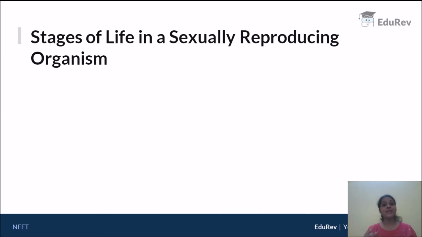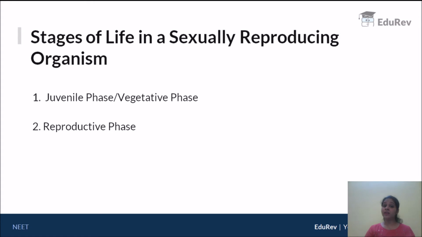Now, what are the stages of life in a sexually reproducing organism? In other words, from life to death in the lifespan of a sexually reproducing organism, what should we expect to find? There are three phases here. The first is called the juvenile phase or the vegetative phase. The word juvenile gives you an understanding of childhood. The second is the reproductive phase. In case of humans, you can understand this as adolescence and adulthood. And finally, the senescence phase is old age.